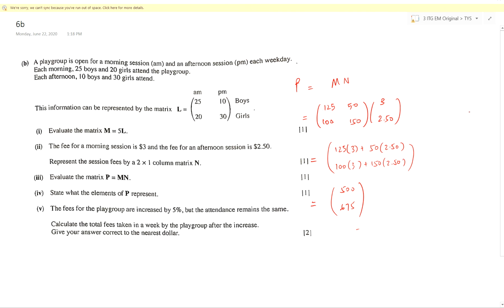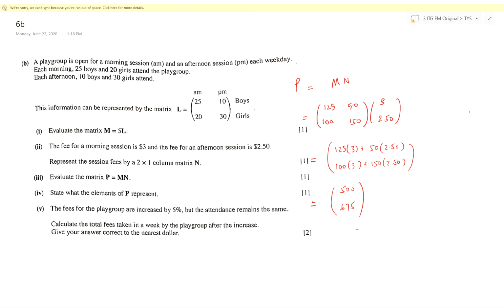Okay, the next one. 6B, part 4. State what the elements of P represent. Matrix question. Stating what elements represent. It is almost a given that this question will always come out. When they give you matrices, you can be sure they will test you on matrix multiplication. If they test you on matrix multiplication, they will want you to explain what the elements represent.